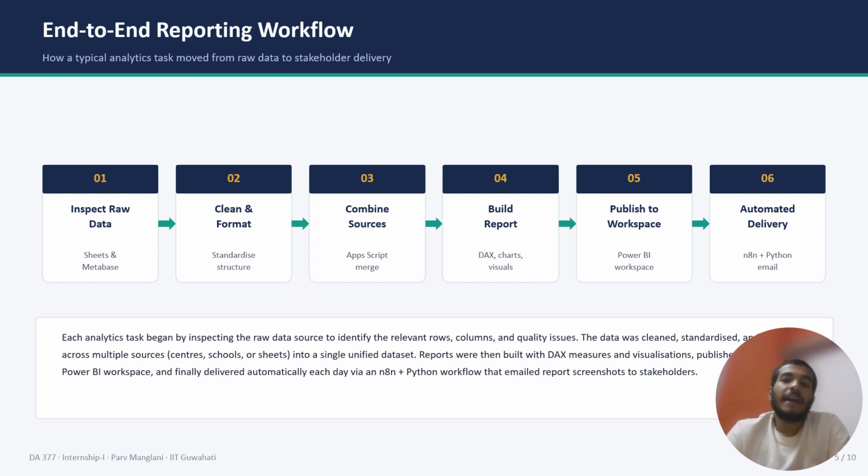Step 4 is the actual report building in Power BI with DAX and visuals. Step 5 is publishing to a Power BI workspace so stakeholders can access it, and the final step, automated delivery, is what made the whole thing useful day to day. Because instead of stakeholders logging in, the report came to their inbox. This pipeline is essentially the same for every report I built. The only thing that changed was what data was at the start.